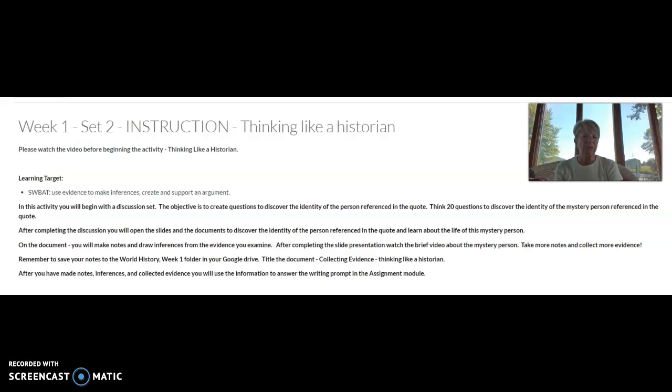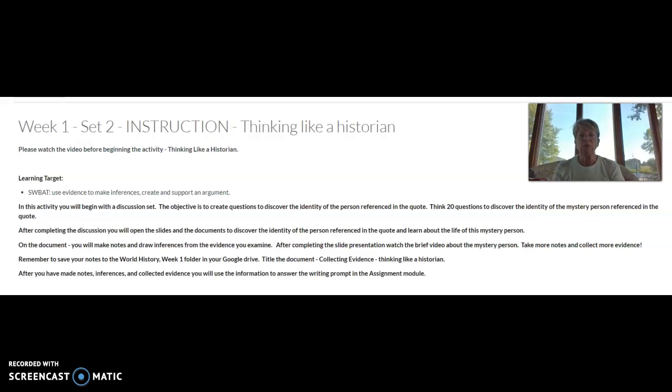After you complete your discussion, you will then open the slide presentation and the documents to discover the identity of the person referenced in the quote and learn about the life of this mystery person. On the documents, you will make notes from the slides and then draw inferences from the evidence you examine. After you complete the slide presentation, you will watch a brief video about the mystery person. Take more notes and collect more evidence.